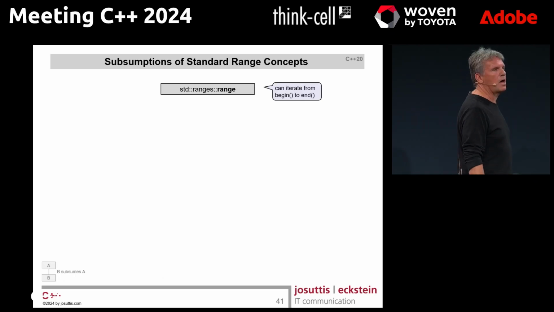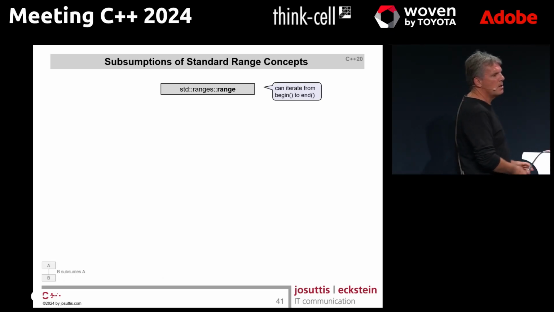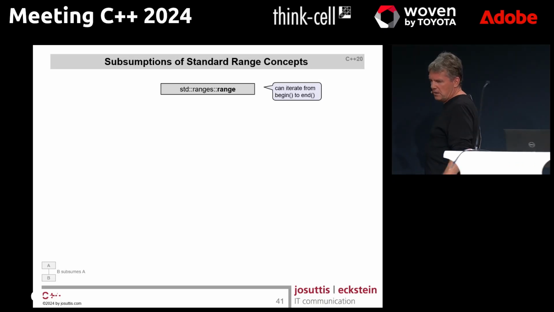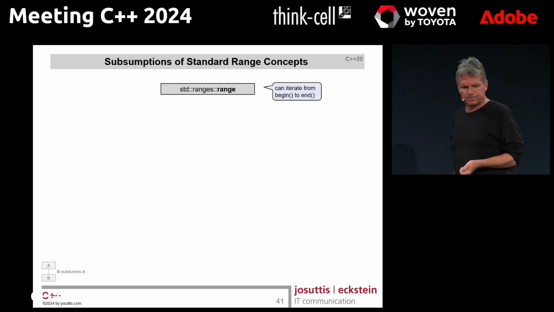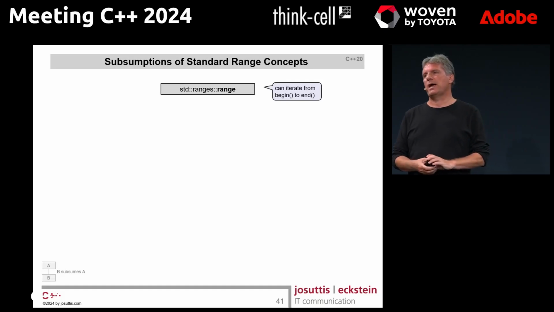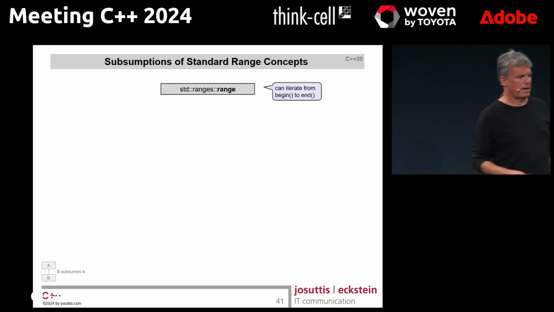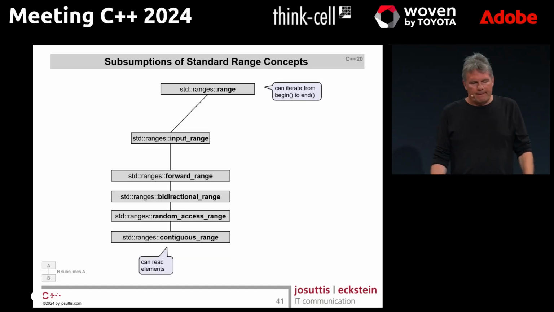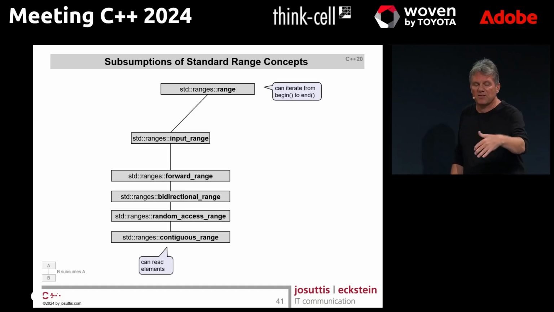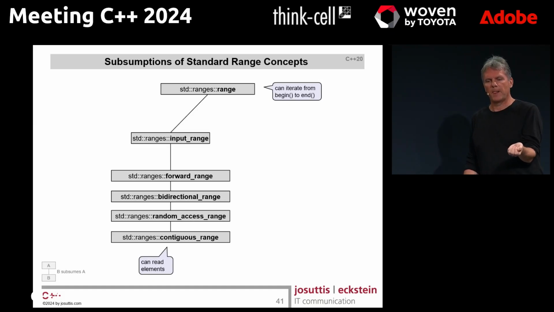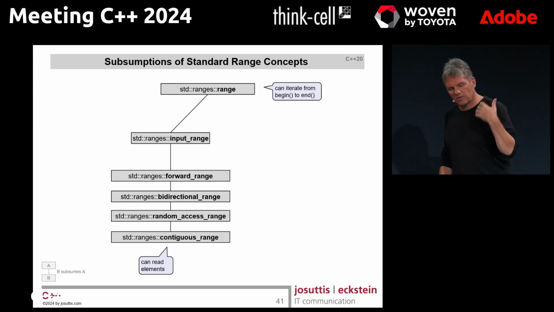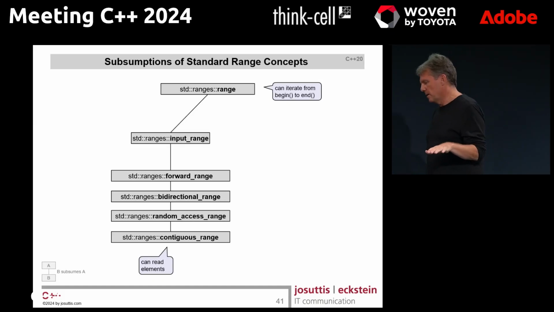That is used a lot in the C++ standard library when specifying concepts. So you have seen the concept std::ranges::range, which more or less requires, can we iterate from begin to end with reasonable behavior and performance? We subsume from that. So we say an input range is a range with additional constraints. A forward range is an input range with additional constraints, and so on and so on.